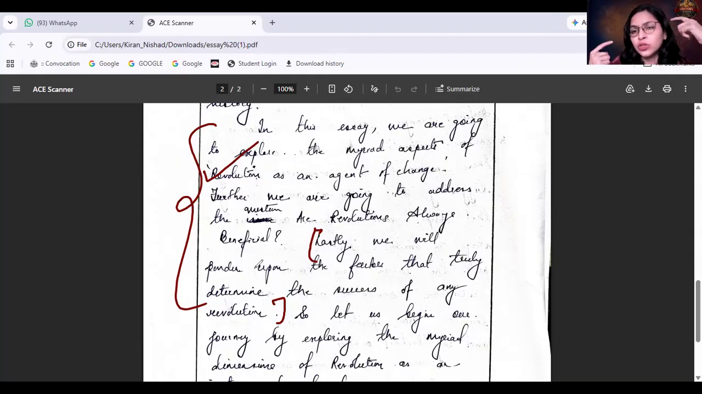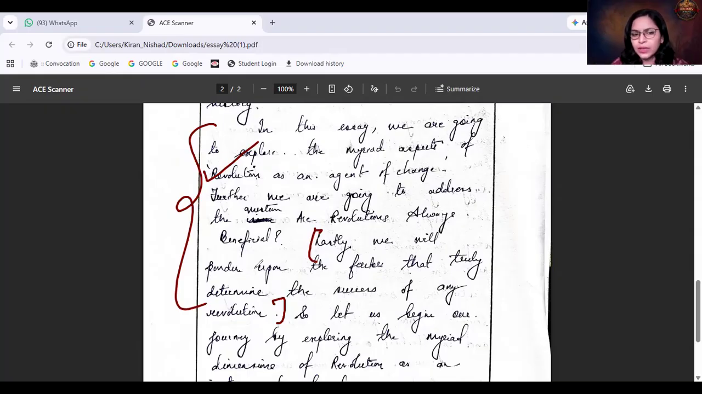And third thing, I'm going to explain what are the factors that actually bring a positive outcome out of a revolution, or what are the factors that make a particular revolution successful. So after reading this paragraph, the reader gets an idea, okay, she is going to explore these many dimensions in this essay. So the third paragraph of your introduction is this para, where you are going to explain what you are going to explore in this essay.